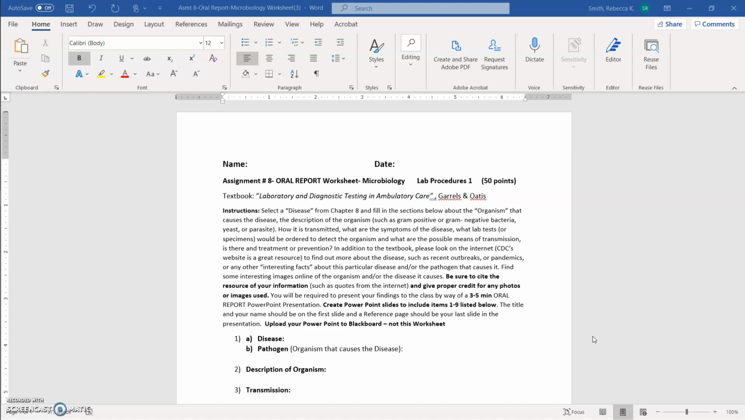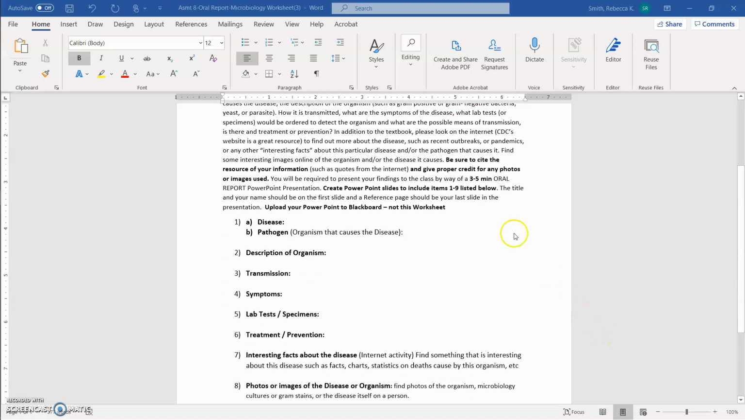You're then going to create a PowerPoint presentation. Most students put one thing on each slide because it makes it a little bit easier to put together, but you can put it together however you like. These are the items that you're going to have to include. So we provided this worksheet here for you to put your notes on as you're gathering your information.